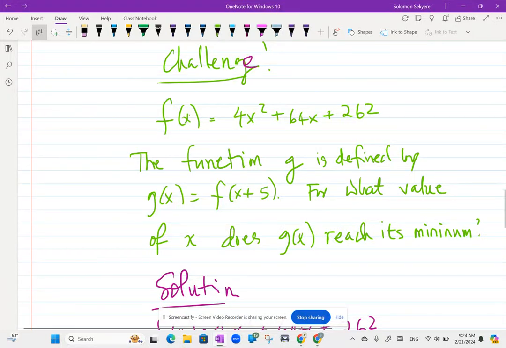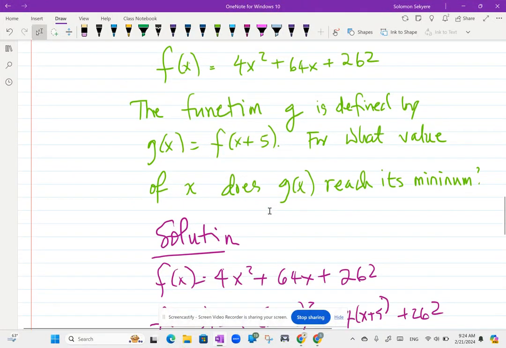Okay, this is today's puzzle. Here's a question right here. Given the function f of x, and then there's another function g defined by g of x is f of x plus 5. For what value of x does g of x reach its minimum?